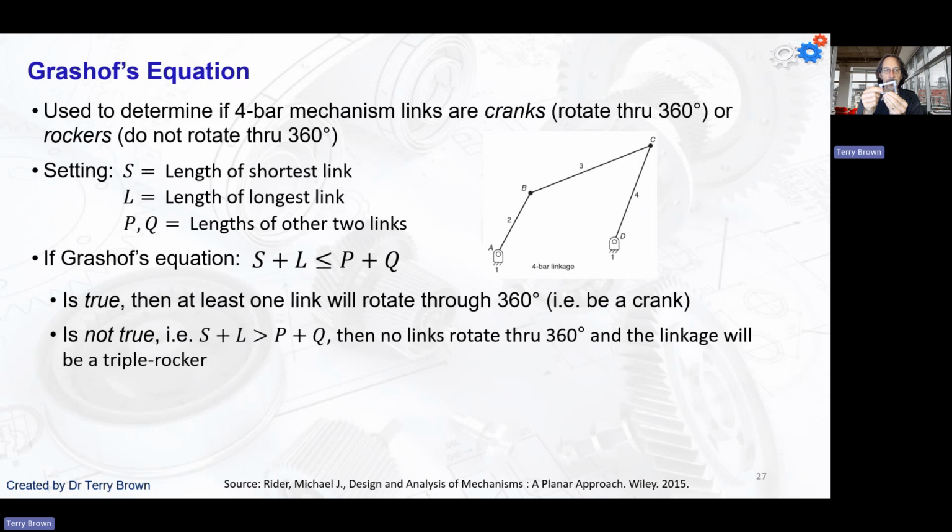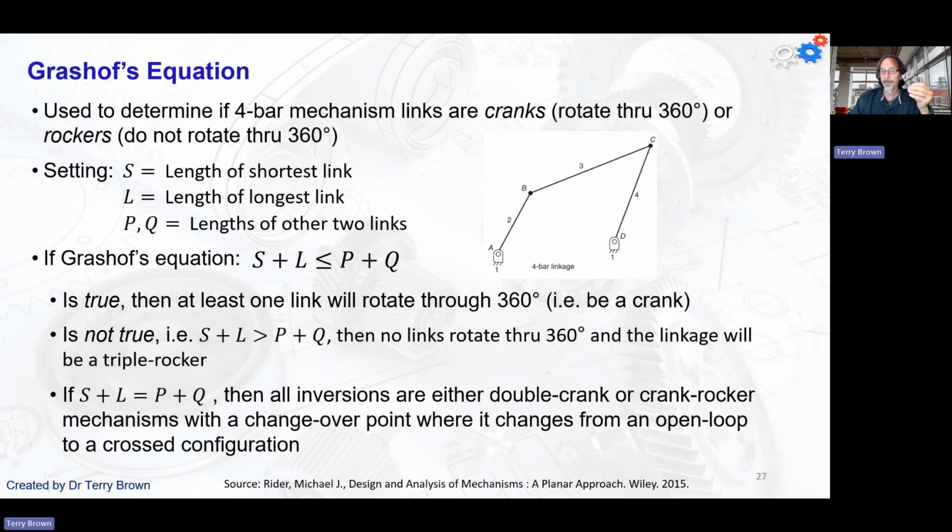Apart from the ground link, of course. Right? So depending on which one we treat as the ground link. Right, so this one you can see is only going to be, if we hold it this way, a triple rocker, right? Because if I get it horizontal, you can't get any longer this way for this thing to be able to rotate around, or this thing to be able to rotate around.